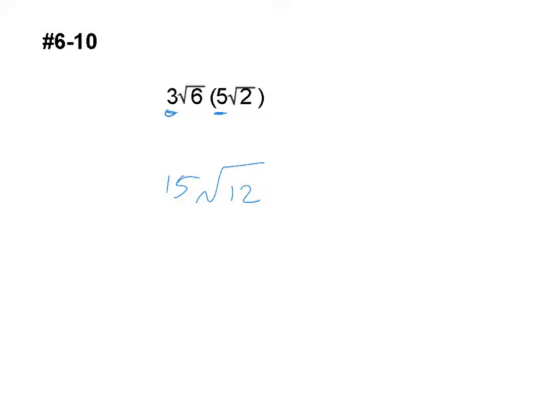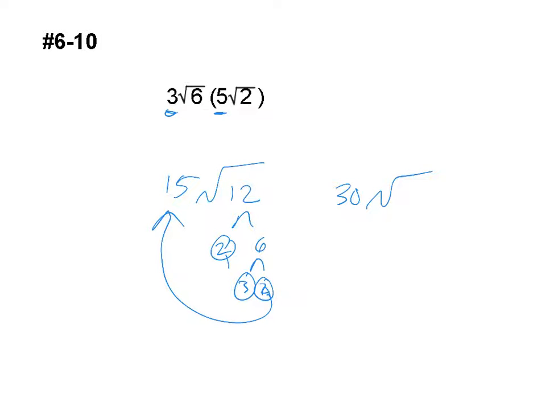Okay, and then if we can break it down, we should. Notice 12, we can break down. 2 and 6, 3 and 2. So we can pull out a pair of 2's, right? And so we'll multiply that times what's already out there. And then all that's left underneath the box is going to be the square root of 3. So there you go. There's actually number 9 for you.